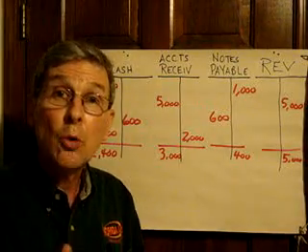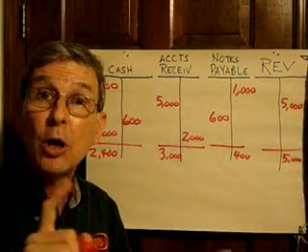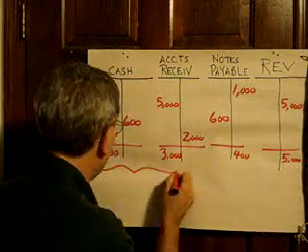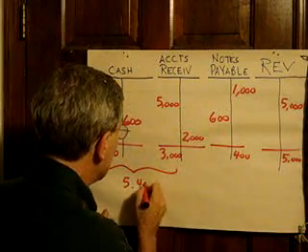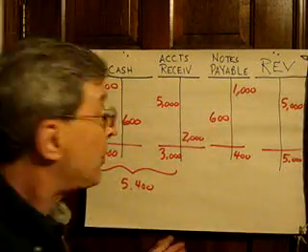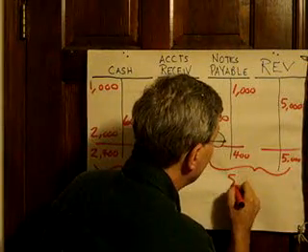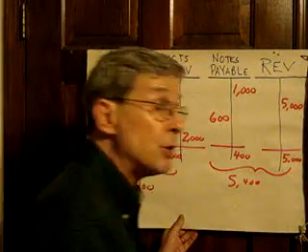Now, let's take a look at what happens at the end of the month if we add up all of our debits. We get $5,400 worth of debits. And what if we add up all of our credits? We get $5,400 worth of credits.